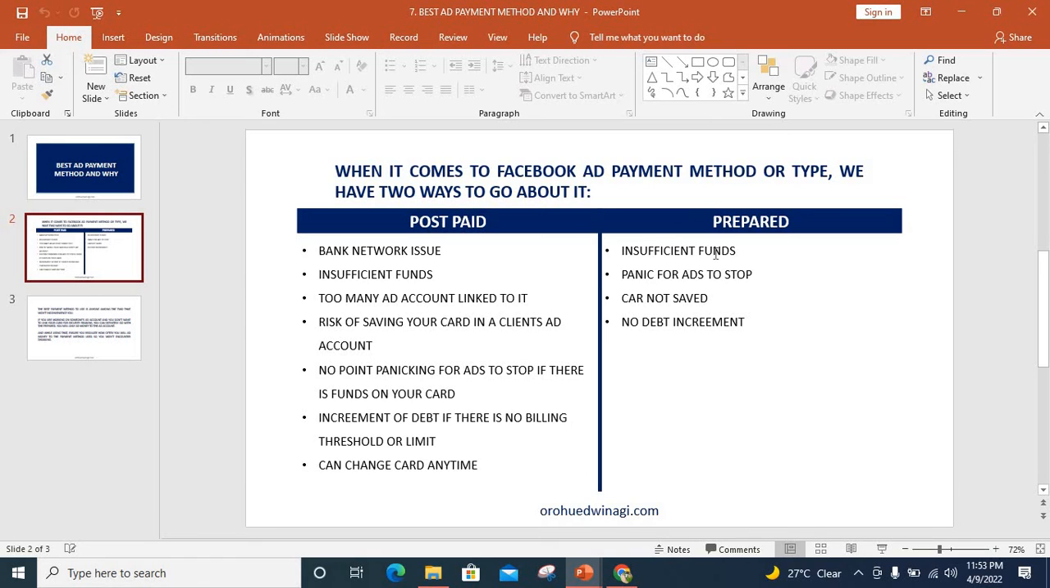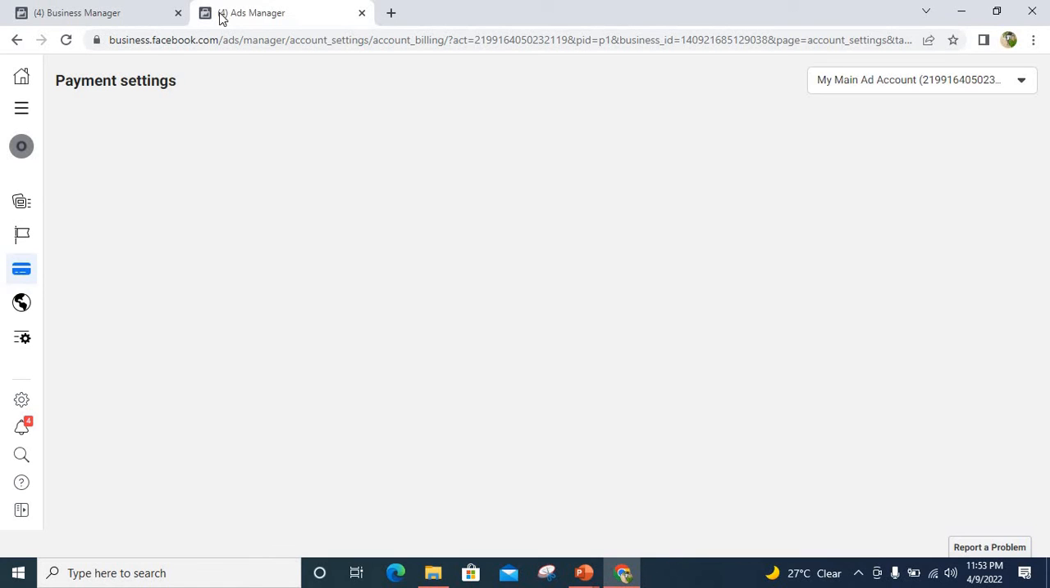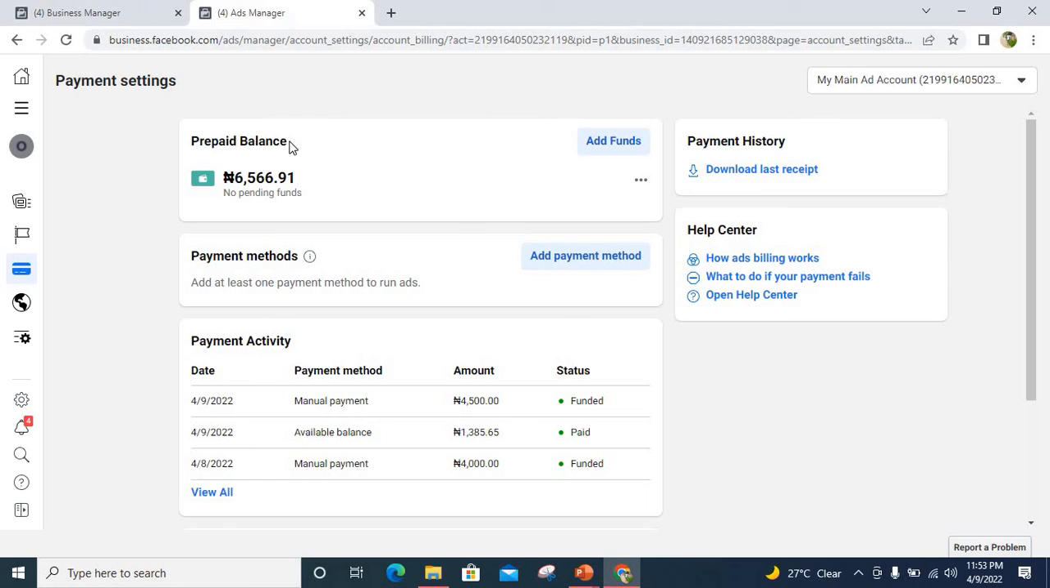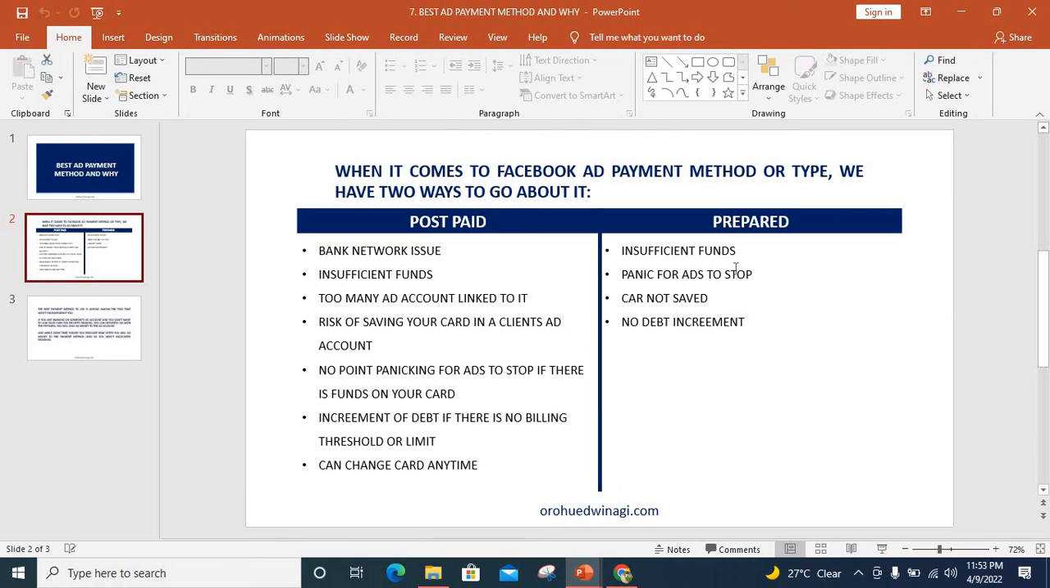And coming to prepaid, insufficient funds, like I said, if there's no fund here, Facebook will not be able to charge. So they will disable the account. You see an account error. Then panic for how to stop. That's the same thing I already discussed.